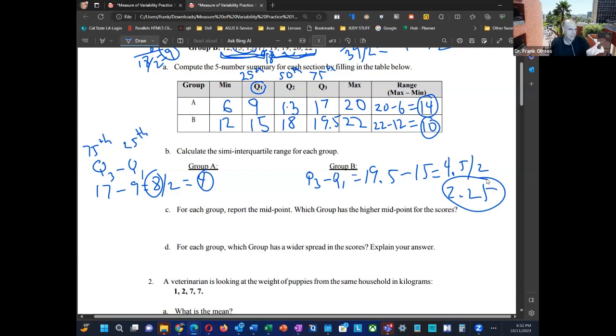Quick question to the class. Based on the semi-interquartile range, and remember, the higher the number, the more inconsistent, the more the numbers vary. Group A has 4, group B has 2.25. Which set of numbers has more numbers that vary from each other? Put it in the chat. Group A or group B?